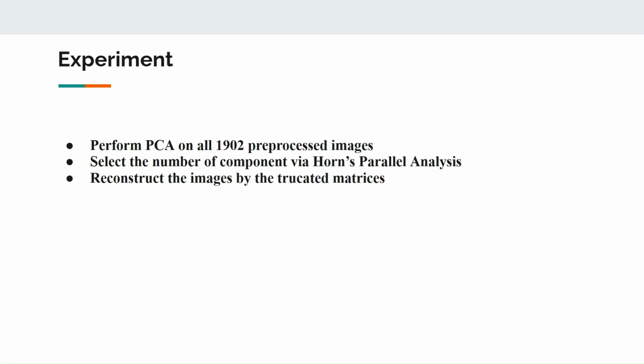Our experiment involved applying PCA to all 1,902 preprocessed images, and we used Horn's parallel analysis to select the number of components, ensuring we retained only the most significant ones. Then we reconstruct the images using the truncated matrices to evaluate how well the compressed versions preserve the original details. Let us explore why PCA is a good fit for this task.